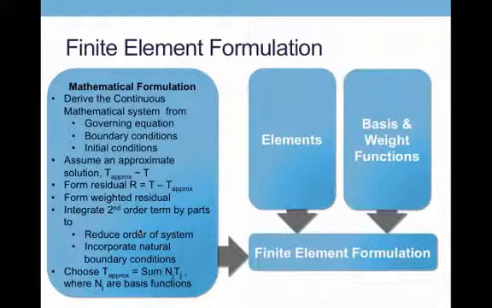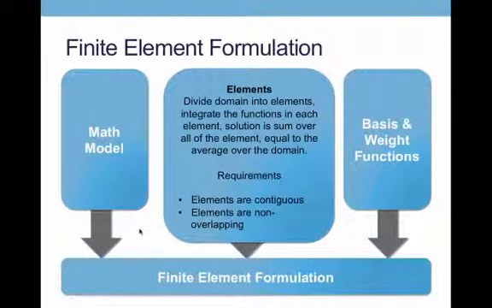So we've looked through the mathematical formulation. This is just a reminder. And really the next piece is the elements. So basically the idea is that you're going to take the domain and you're going to divide it. If you remember the first homework, we talked about line segments. So we've essentially taken a line and we've divided it up into elements. Now the requirements for the elements are that they're continuous and non-overlapping. And this video will go through the mathematical foundations for why that's the case.